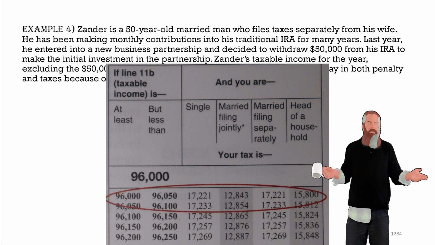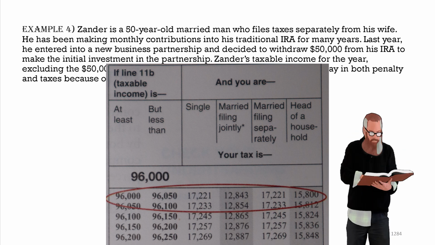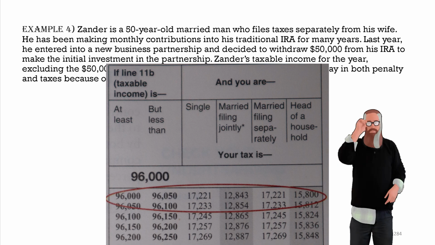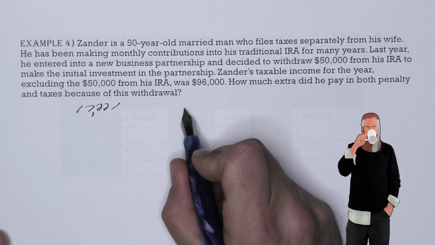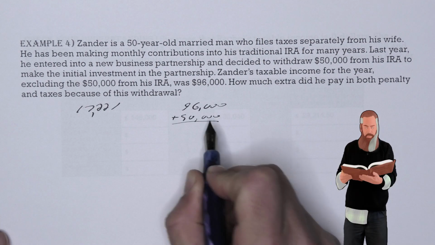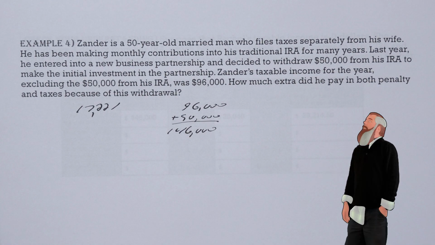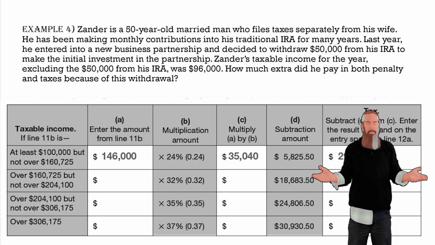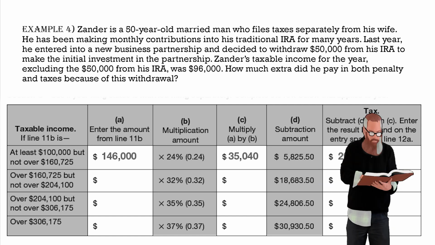Using the tax table shown, Zander's taxable income of $96,000 would have him taxed $17,221. Zander's withdrawal will increase the taxable income of $96,000 by $50,000 to a new taxable income of $146,000. Because the taxable income is more than $100,000, he must use a tax computation worksheet to calculate his tax.